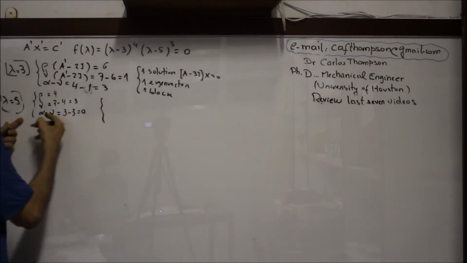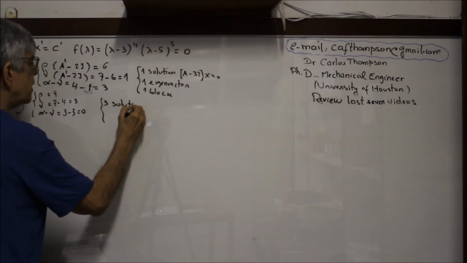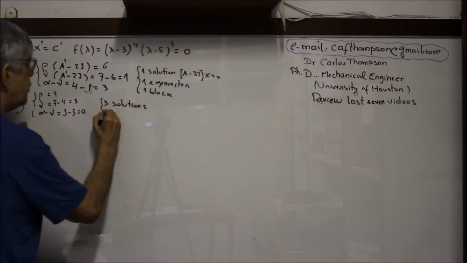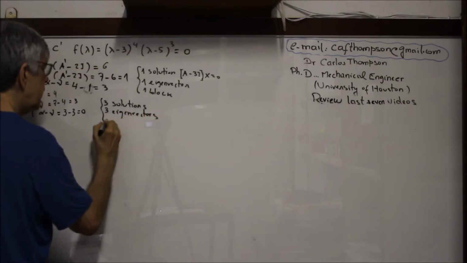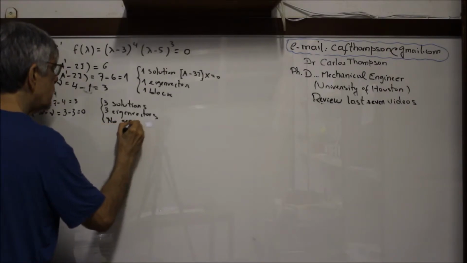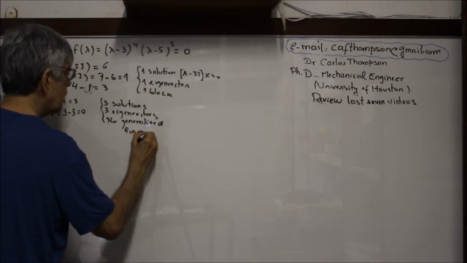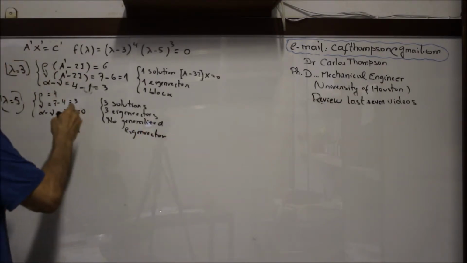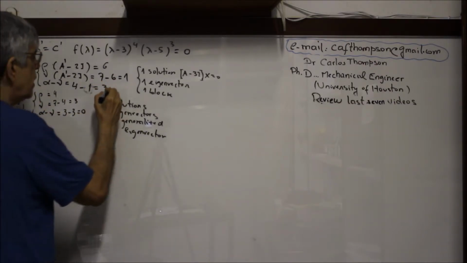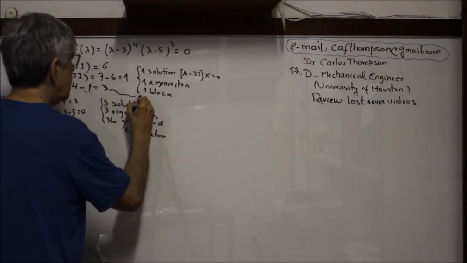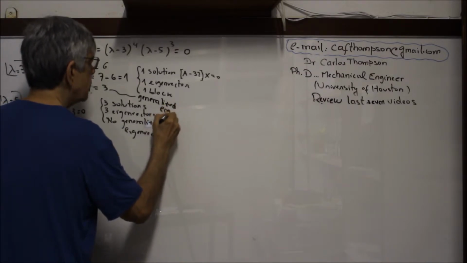Here is the same. I have 3 solutions. You have to repeat, okay? 3 solutions and 3 eigenvectors and no generalized eigenvector. So, attention now. From here, okay, I have 3 generalized eigenvectors.